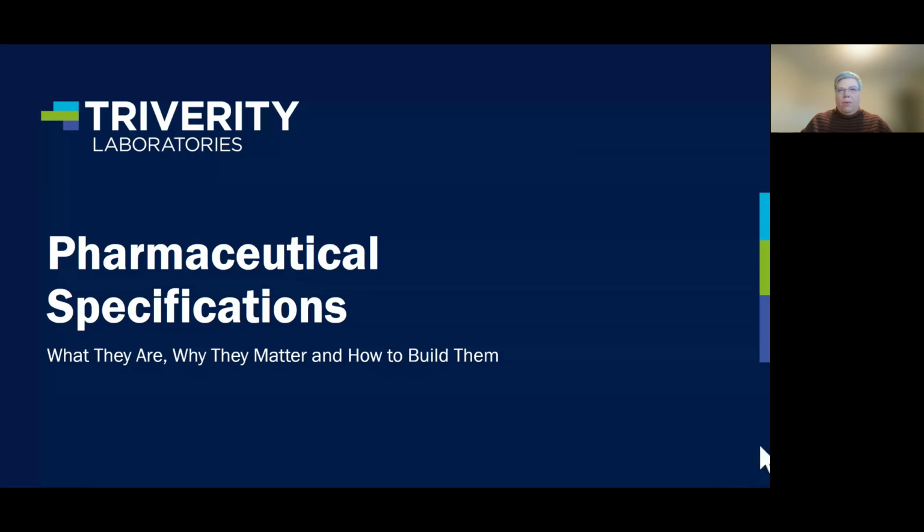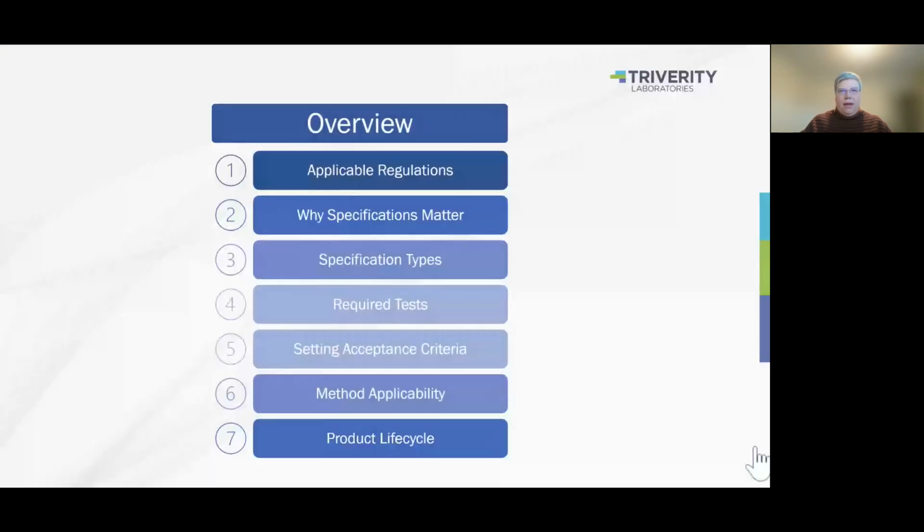So what we're going to talk about today, first we're going to start with the applicable regulations. We're going to talk about why specifications matter, the specification types that are required by ICH and different regulatory bodies, required tests, whether they're universal or specified tests, setting acceptance criteria, method applicability, and then also talk a little bit about product life cycle.